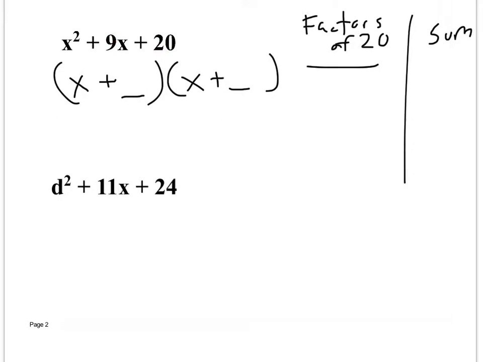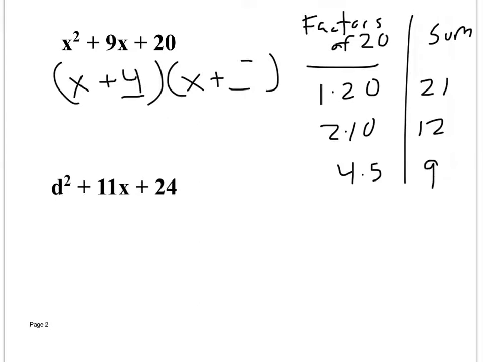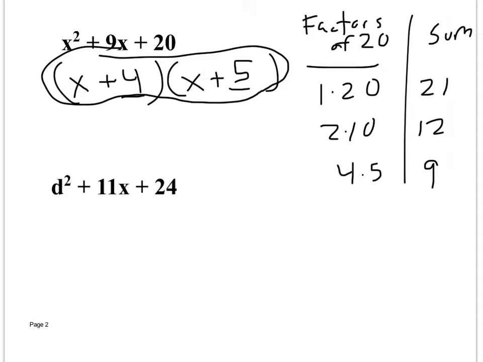The factors of 20, one of them is 1 and 20. What's the sum of 1 and 20? 21. Is that 9? No. 2 and 10. Is that sum 12? Is that 9? No. How about 4 and 5? What do they add to? 9. So x plus 4 and x plus 5. That's my two terms. So you go until you can find the two numbers. Really what you're doing is trying to find out what multiplies to give you 20 and adds to give you 9.